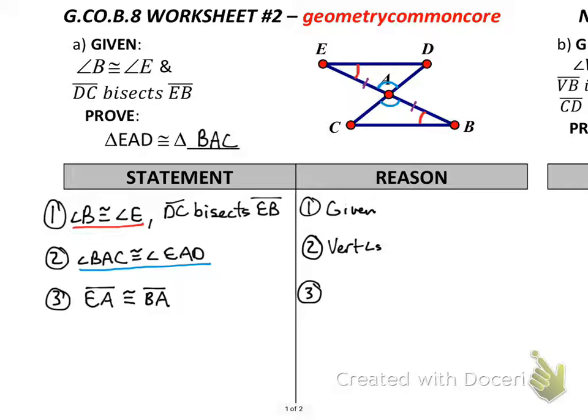So now we get to the last little bit of this that's a little bit tricky, the reason. But once you see this a couple times, then it'll hopefully make sense for you. So to determine that EA and BA were congruent, we thought about the very definition of bisect. So we said, according to the definition of what bisect means, these two have to be congruent. You guys with me? So here's our reason. We just write down the definition of bisect. And I always abbreviate definition as DEF of bisect.